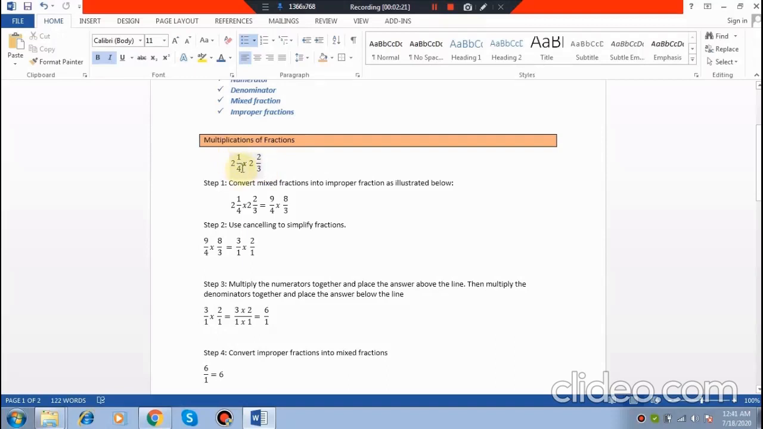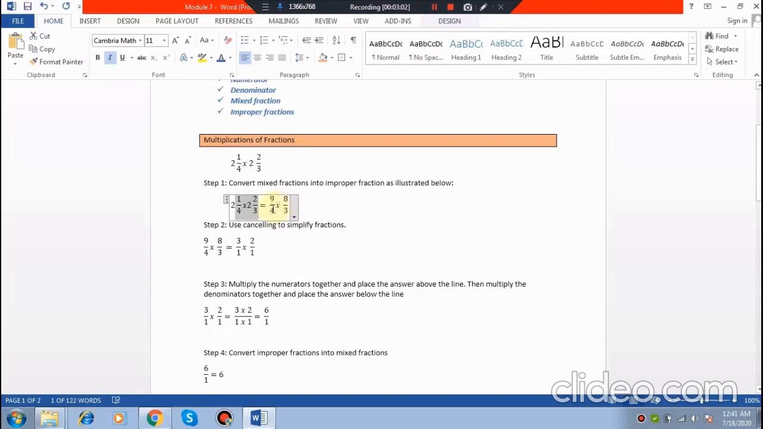We've got this number here, for example 2¼ times 2 and 2/3. So what is the approach? How do we calculate this? Step number 1: convert a mixed fraction into an improper fraction as illustrated below. 2¼ is an example of a mixed fraction, and 2 and 2/3 is also an example of a mixed fraction. Step 1 asks you to convert these into improper fractions.